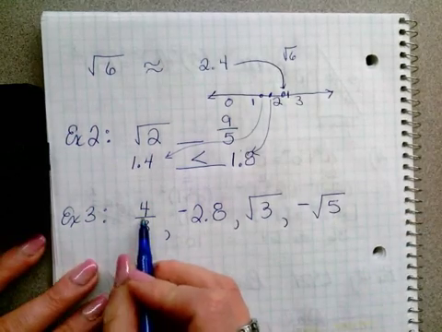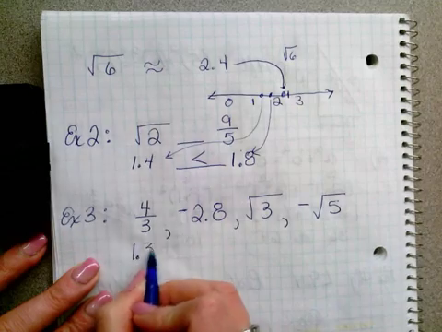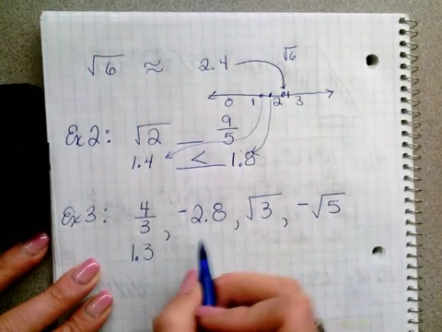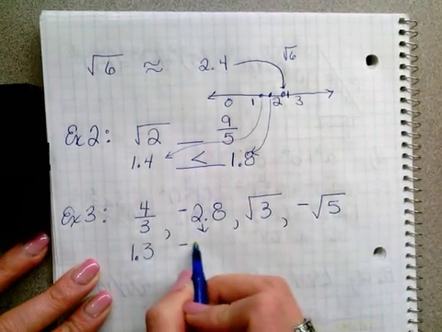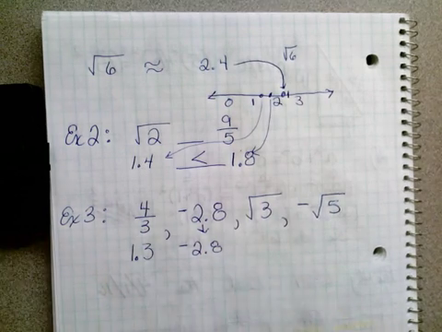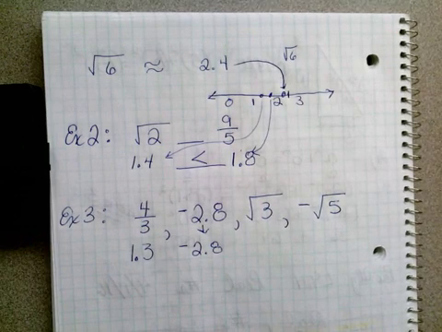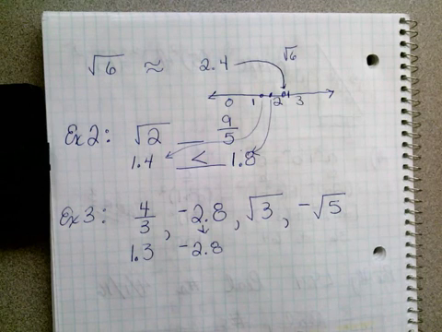Okay, would you agree that 4/3 is 1.3? 2.8 is still going to be 2.8. Anybody want to give me radical 3 real quick? You guys are all quicker than me because I can't see the buttons. 1.7.